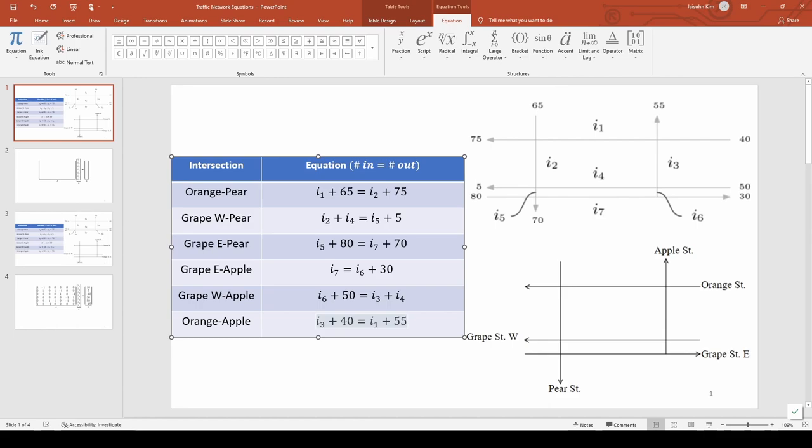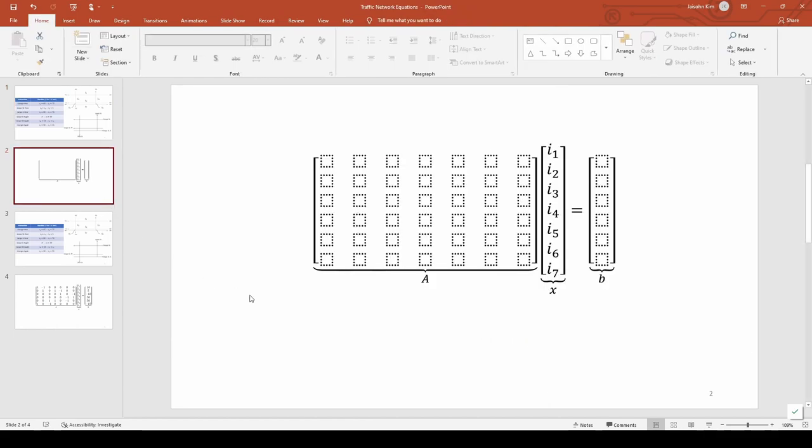Now that we've derived the equations, let's form the A, X, and B matrices. Remember that A is non-square. Specifically, it's 6 by 7 because we have 6 equations and 7 unknowns. The X vector is 7 by 1 because of the 7 unknowns, which means that the B vector is 6 by 1 since we have 6 equations. The dimensions also work out. A is 6 by 7 and X is 7 by 1, so the product of A and X will yield a 6 by 1 vector.